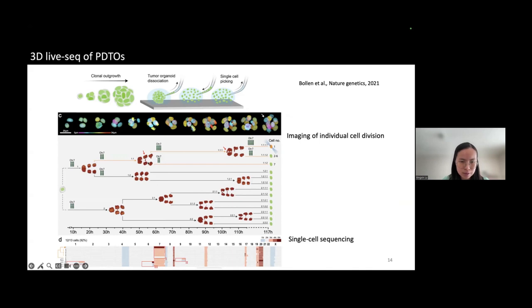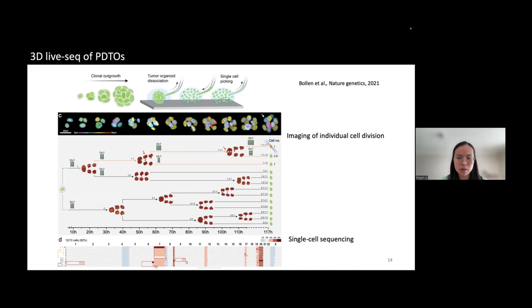And more interestingly, you can map these segregation errors to the copy number profiles of the single cells. Here you can see reciprocal chromosome gains or losses, or arm level gains or losses. They correspond to lagging chromosomes or chromatin bridges, respectively.